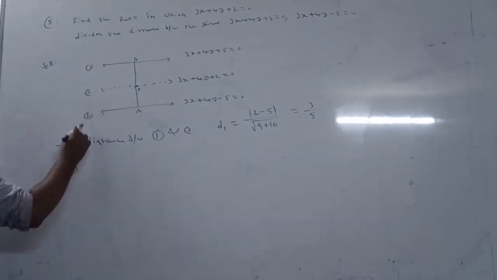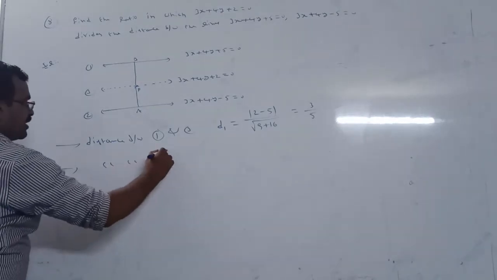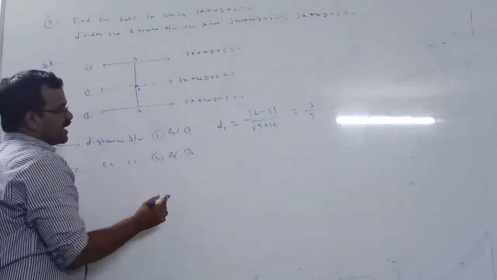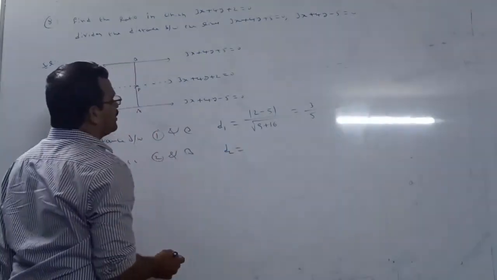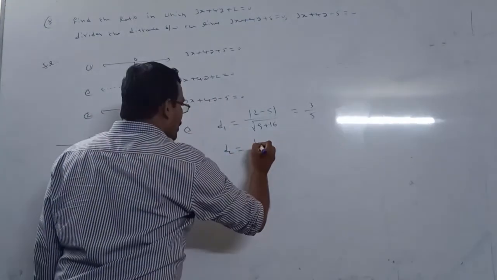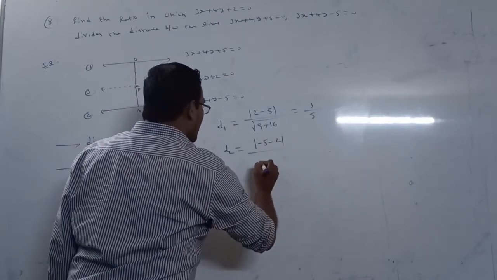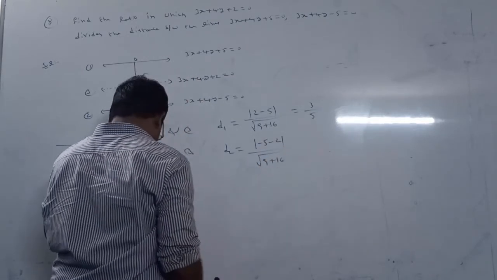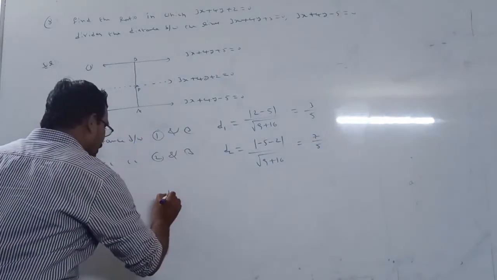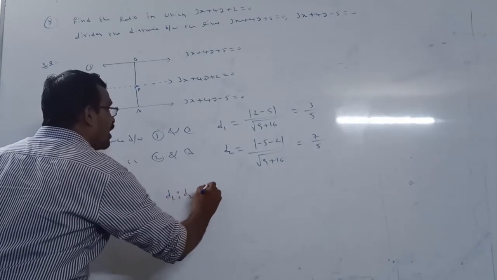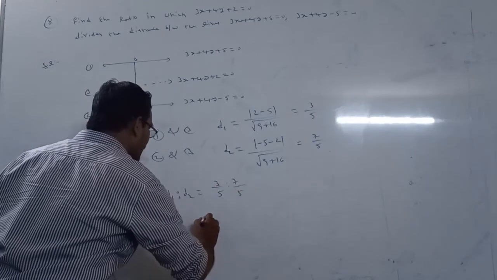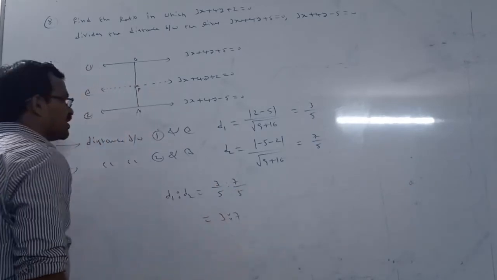Next, the distance between 2 and 3. Again the same formula applies. d2 equals modulus of c2 minus c1, that is minus 5 minus 2, divided by the square root of a squared plus b squared. It is 7 by 5. So I want the ratio d1 is to d2. Obviously 3 by 5 is to 7 by 5. It is nothing but 3 is to 7.